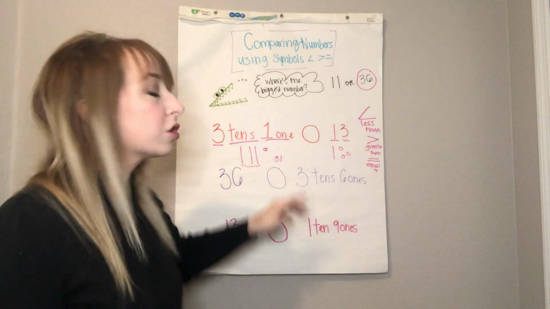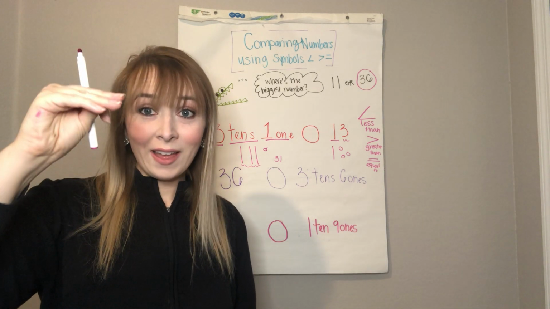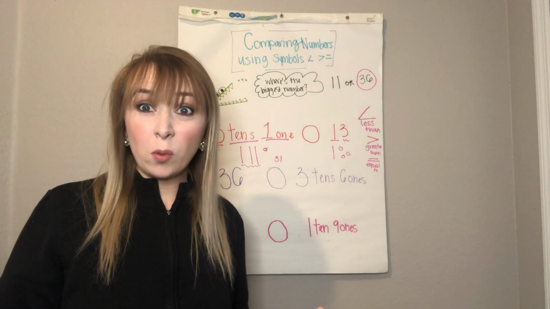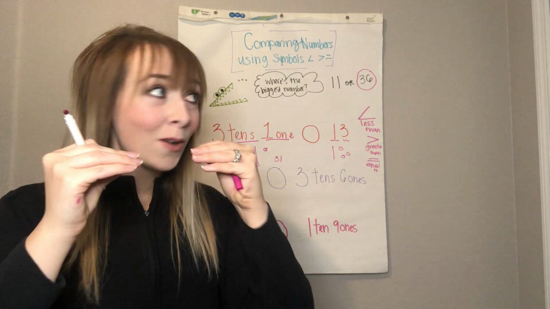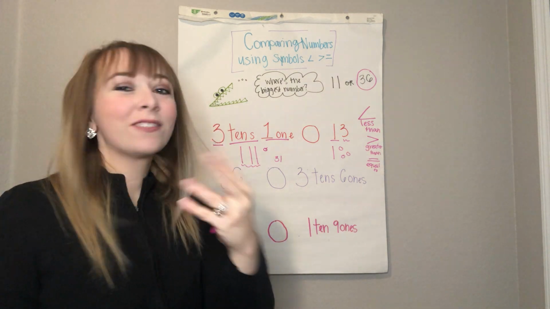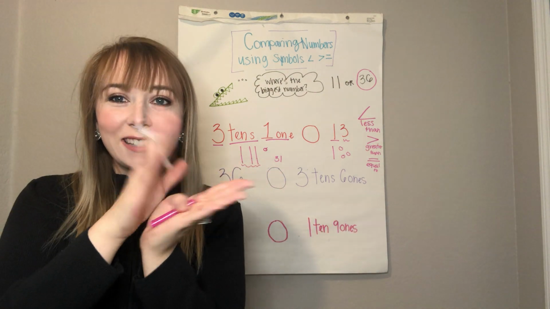31's much bigger, so his mouth needs to be facing the number he wants to eat. Just like you're going to eat food. Do you eat food like this? Or do you turn around and eat your food? Right? That doesn't make sense. So your alligator needs to face your food.